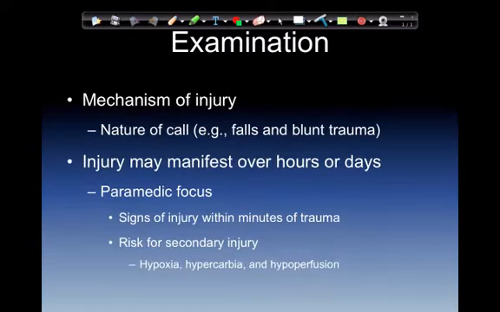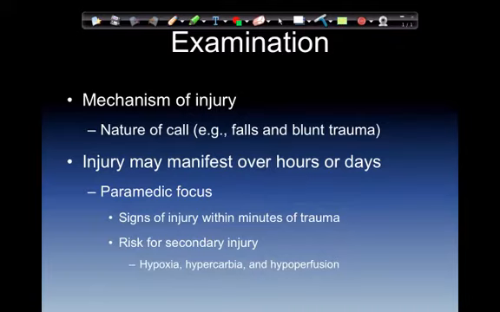Examination, mechanism of injury, nature of the call. So, like, was it a fall? Was it caused by blunt force trauma? Injuries that may manifest over hours, as far as the paramedic focus goes. Signs of injury within minutes of the trauma, and the risk factors for secondary injury.